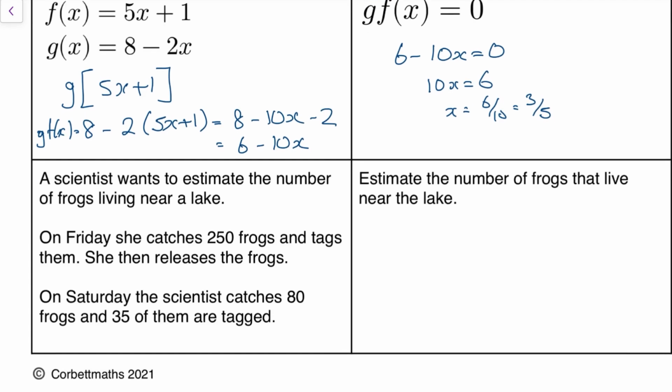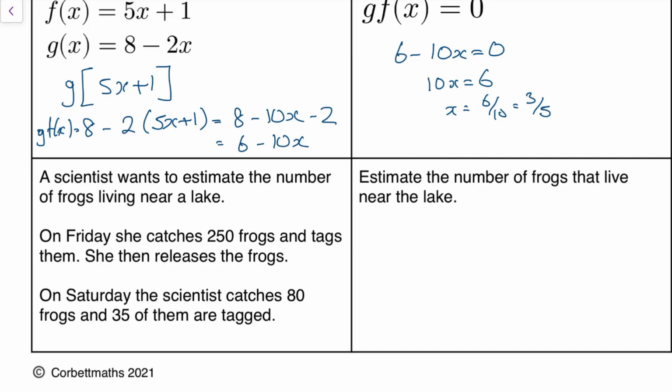Question done. Next question. A scientist wants to estimate the number of frogs living near a lake. On Friday, she catches 250 frogs and tags them. She then releases them to the frogs. On Saturday, the scientist catches 80 frogs and 35 are tagged. Okay. So the key thing is, on Saturday, she catches 80 frogs and 35 are tagged. I know there are 250 tagged frogs.